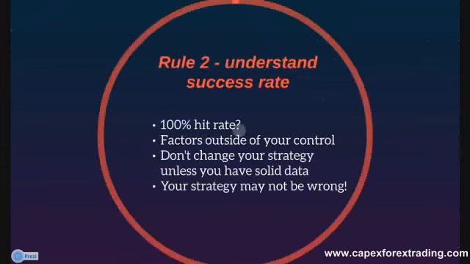Rule number 2 is understanding success rate. Now, when new traders come into the market, they think that if they follow the rules in every trade, their hit rate will be 100%. That is not the case. There are other factors outside of your control, like natural disasters or something that a high-ranked political figure may say, that will simply reverse your trade into the opposite direction.